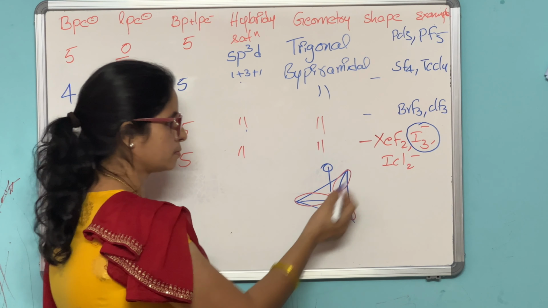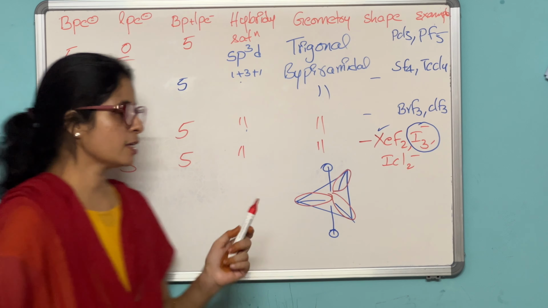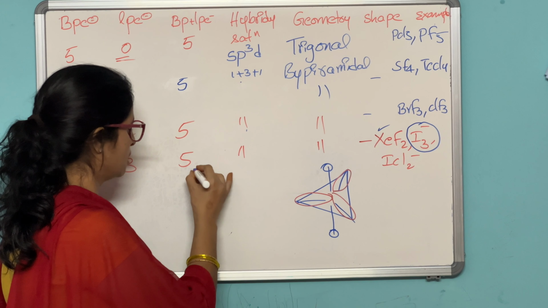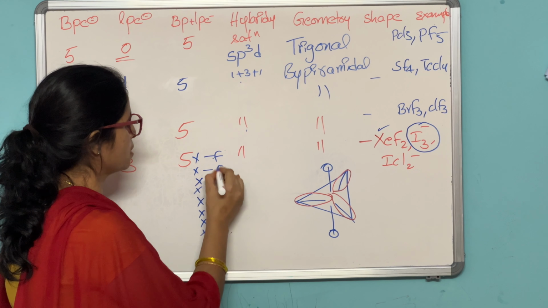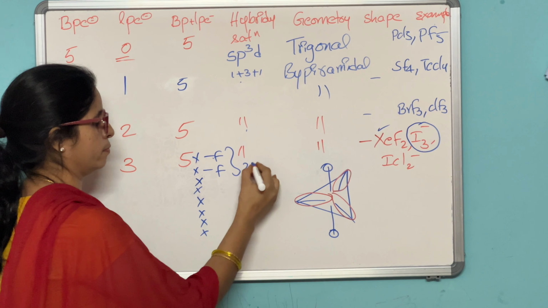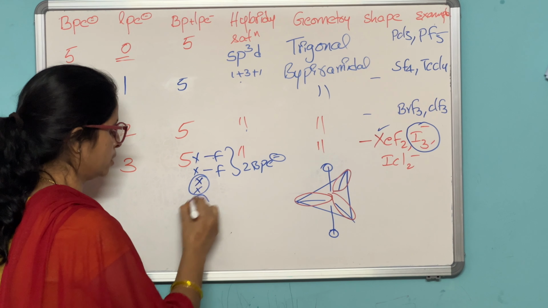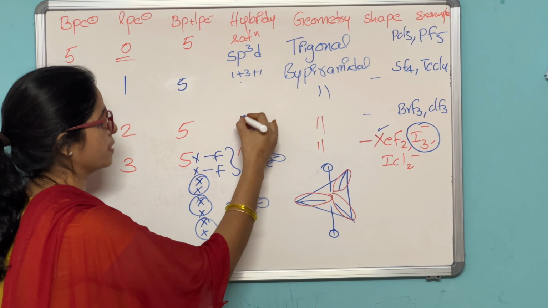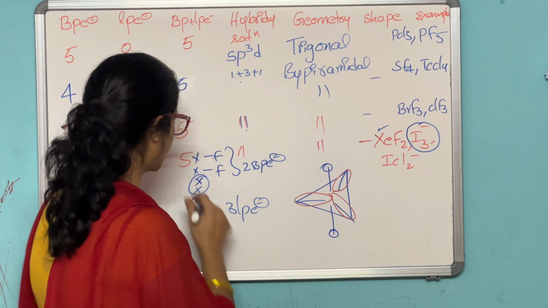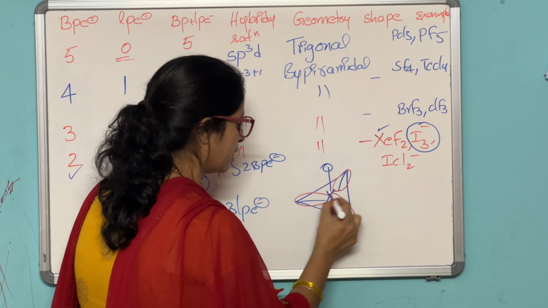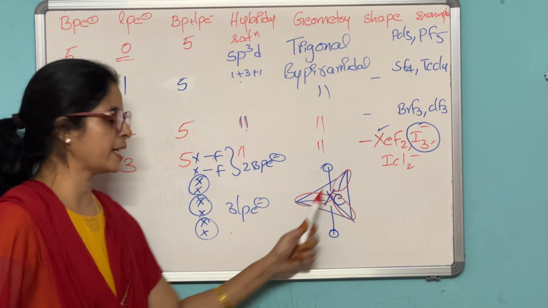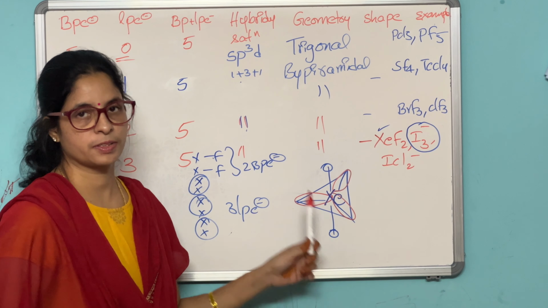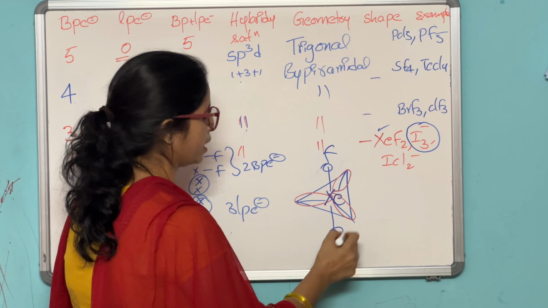First, calculate for XeF2. Xenon belongs to the 8th group, noble gases, so 8 electrons, and 2 fluorine atoms. So 2 bond pairs and 3 lone pairs, all together 2 plus 3, 5. It is sp3d hybridization, and xenon is the central atom. These 3 lone pairs occupy the 3 equatorial positions, and you exclude the lone pairs. What is the shape here? Fluorine, xenon, fluorine: linear.